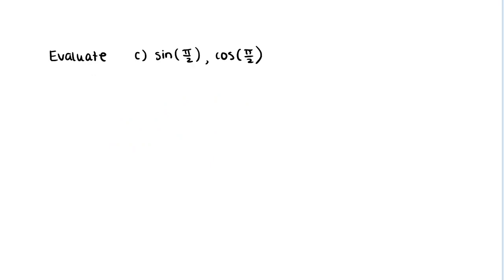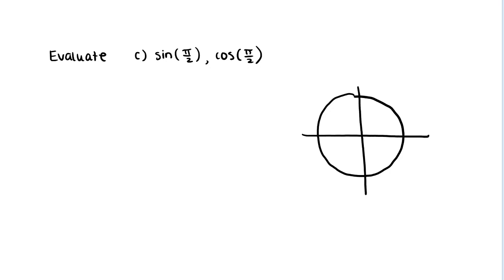And the last example, again, if we have the unit circle, if pi is 180 degrees, then pi over 2 is half of that, 90 degrees. So pi over 2 corresponds to this angle here. And if this is the unit circle, again, we're dealing with the point 0, 1, right? An x-coordinate of 0, a y-coordinate of 1.